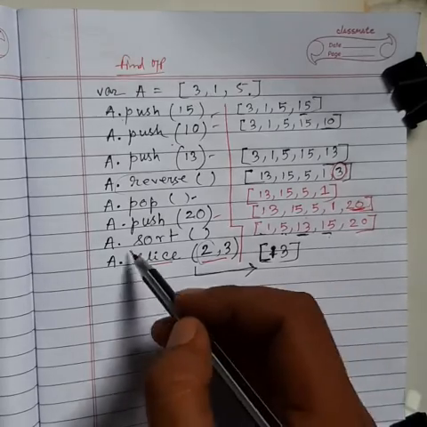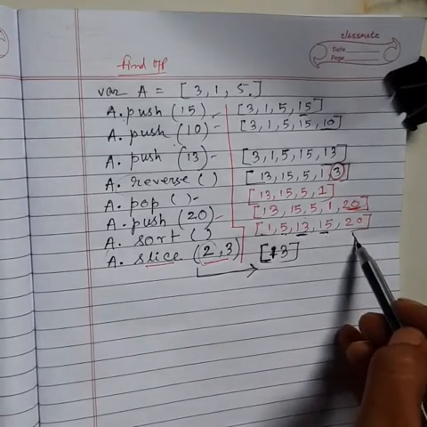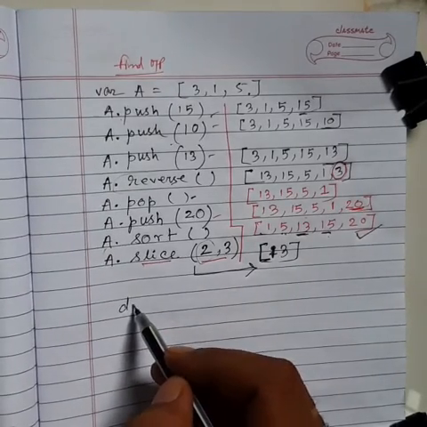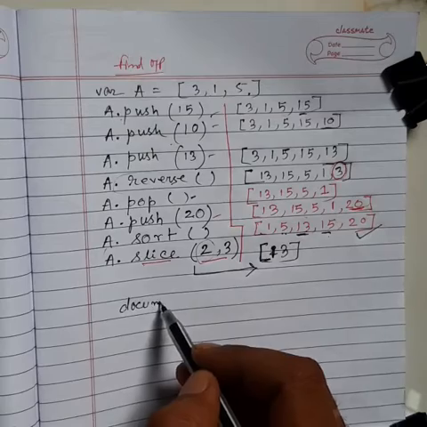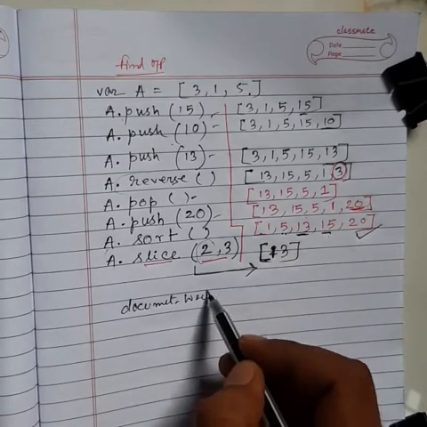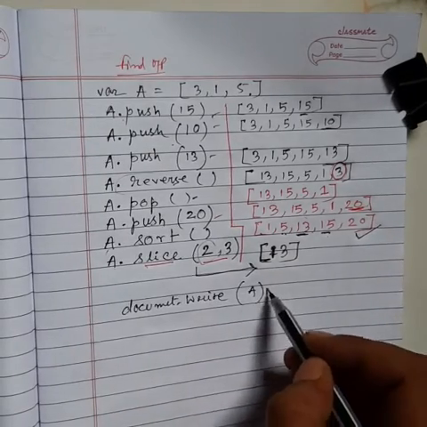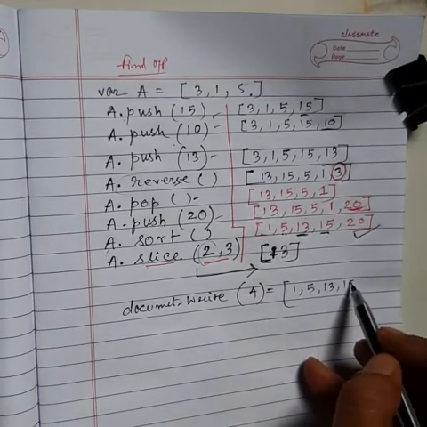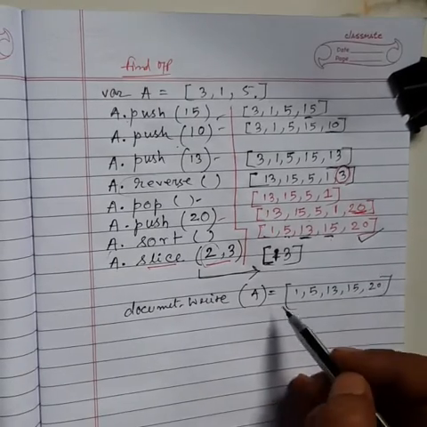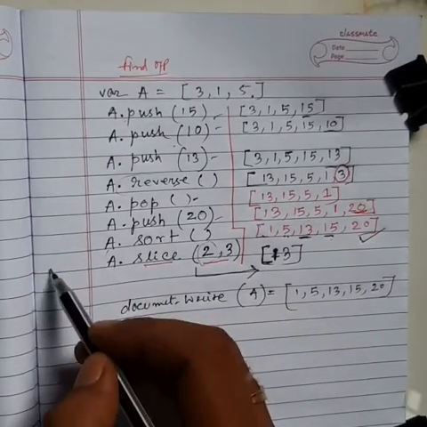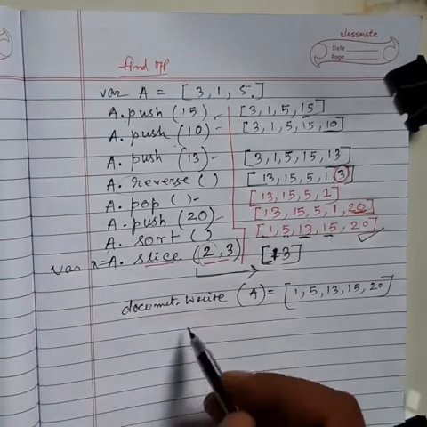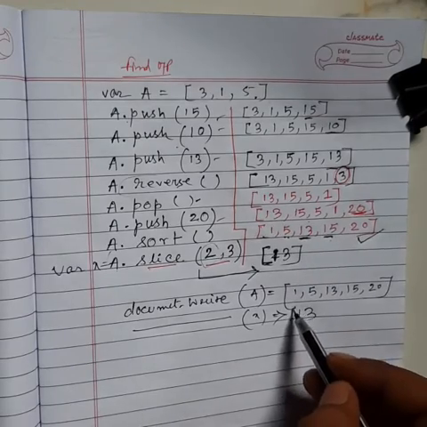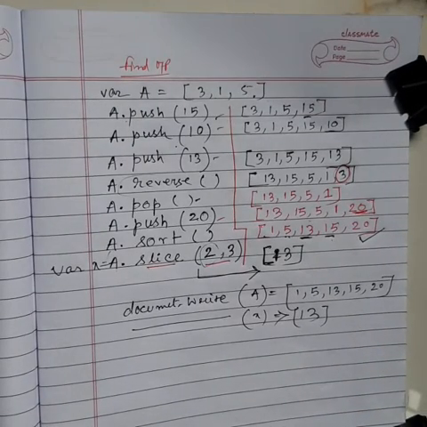But do not think that the array is changed. The ultimate array value is this one. For example, after this operation, if it is asked that we print document.write(a), what will be the result? Document.write(a) gives 1 5 13 15 and 20. This will be the final result of a. But for this case, if we take x equal to this, then document.write(x), the value of x will be 13. So this point we have to remember.